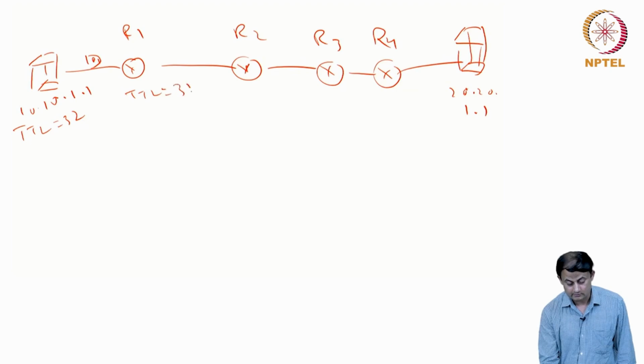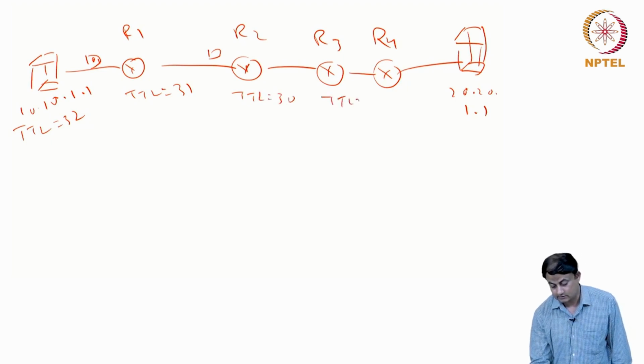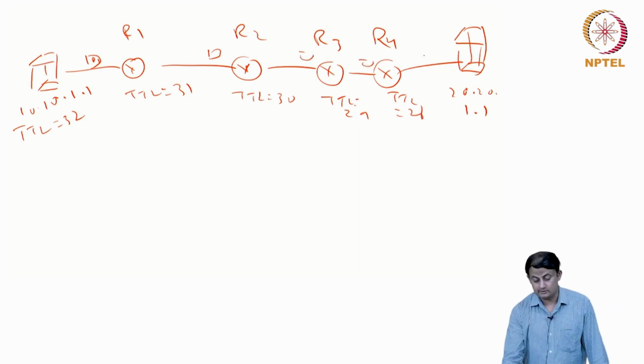So the TTL value here becomes 31. The same packet when it arrives here, the TTL value becomes 30, and when it arrives here, the TTL value becomes 29, and when it arrives here, the TTL value becomes 28. Finally, with the value of 28, the packet is actually delivered to the destination.